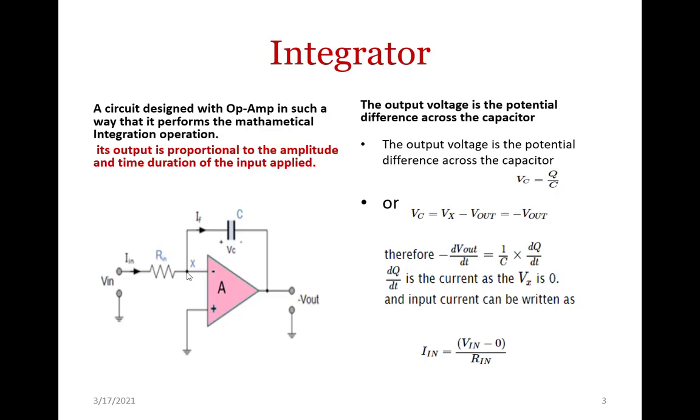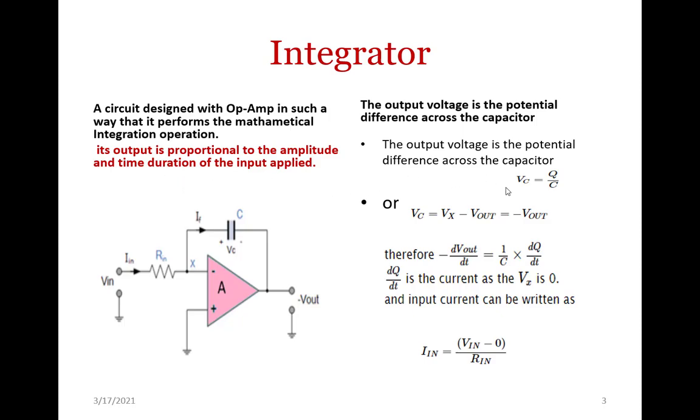Why do we call it virtual? Because it is not directly connected to the ground, but even then it acts as a ground because of the property of the operational amplifier, which states that the difference between the current between the input terminals is always 0. So, the non-inverting terminal being connected to the ground, the inverting terminal node X is also connected to ground virtually. That is how we consider it. The current IF is the feedback current which flows through the capacitor C, and it is connected in the feedback.